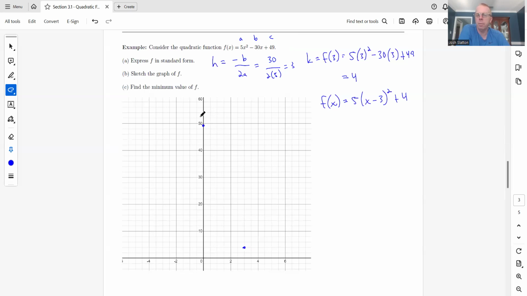Now we need another point to draw it. So it's going to come up here. To be more precise, if we go to the left 3, we go up 49. That means if we go to the right 3, we go up 49 again. And that puts us right there. So this is symmetric. If we go some distance left or right, it's going to go the same vertically in the opposite direction. Then the minimum value is always just going to be this k. So k is always going to give us our minimum or maximum, as the case may be.